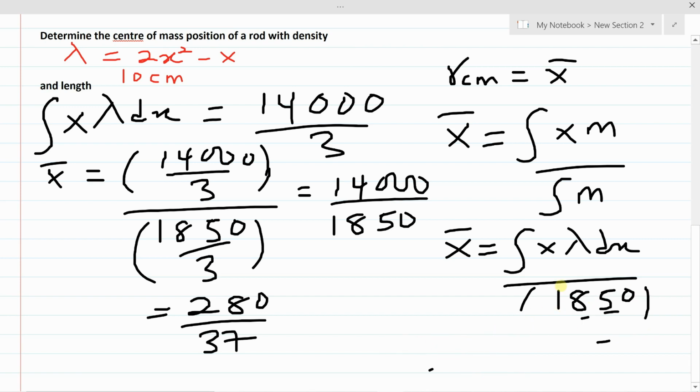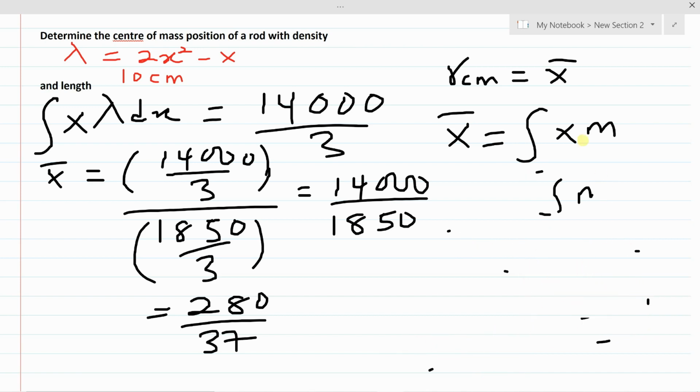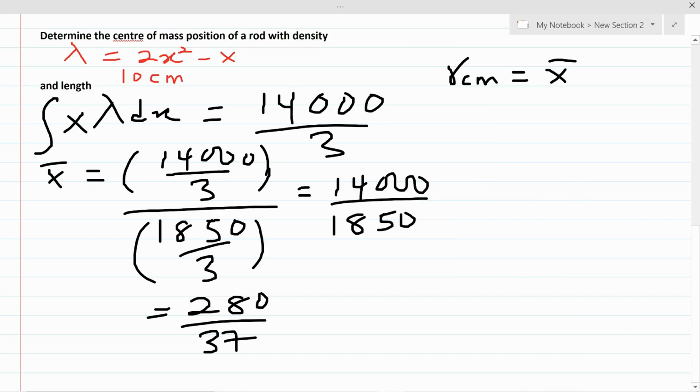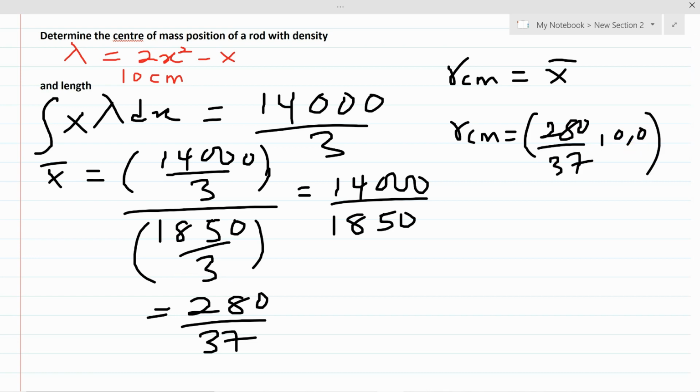So our RCM, the center of mass position, will simply be given by just the one dimension, that is x bar. But in some books they will prefer to write it in 3D, where they will tell you that RCM is simply x bar, which is 280 over 37, 0, 0, since you don't have the other coordinates. So that is it for the center of mass position of an object. In our next video we'll talk about finding the center of mass position of an object in polar coordinates.